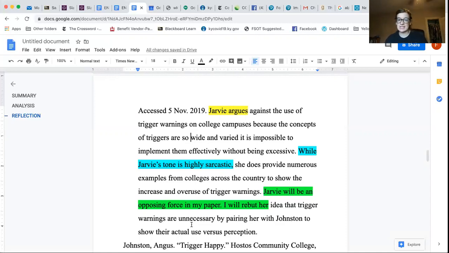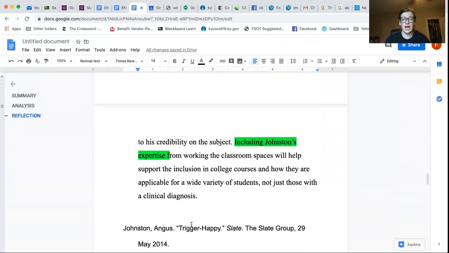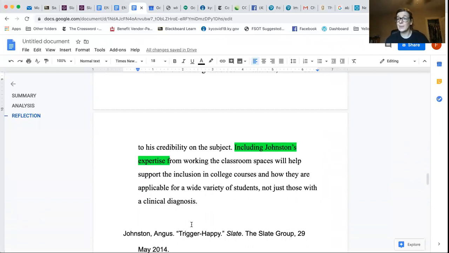I will rebut her idea that trigger warnings are unnecessary by pairing her with Johnston to show their actual use versus perception. So again, I'm specific on what point I'm going to make with her, right? So again, there's a few more examples here. They're highlighted, and you can find these on Blackboard.